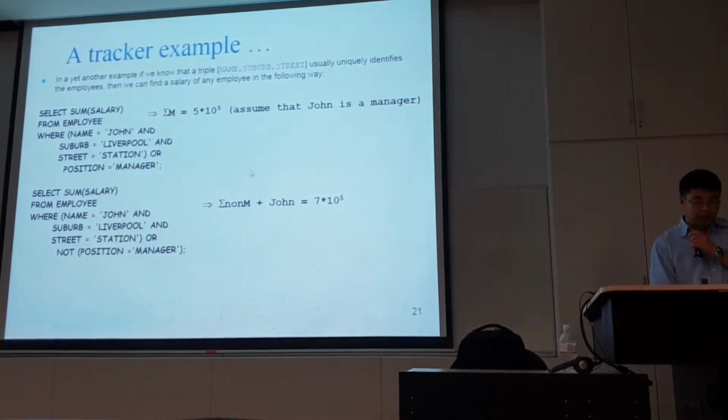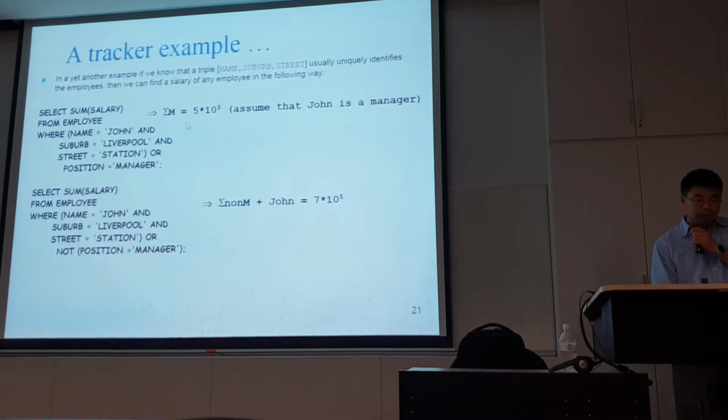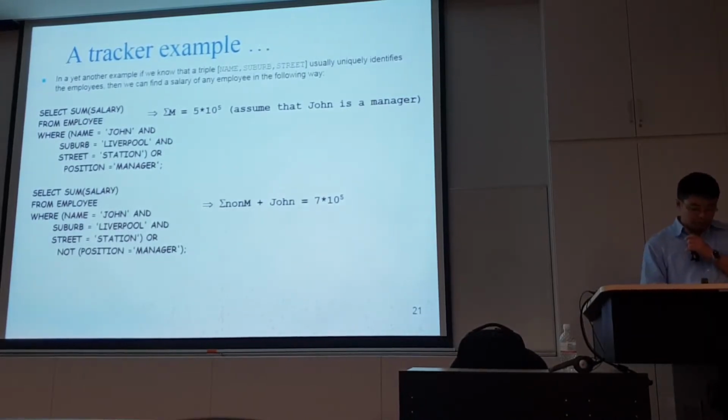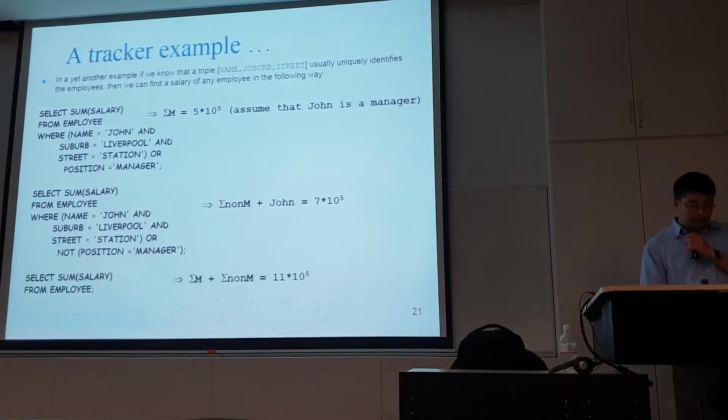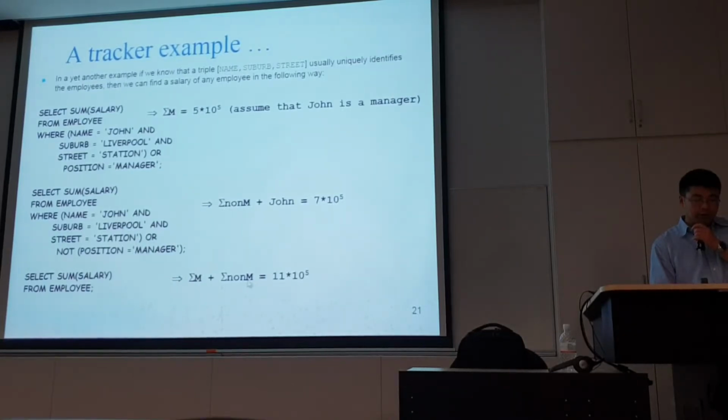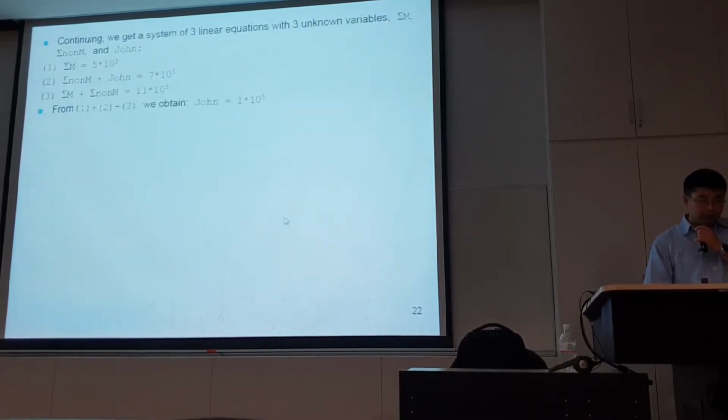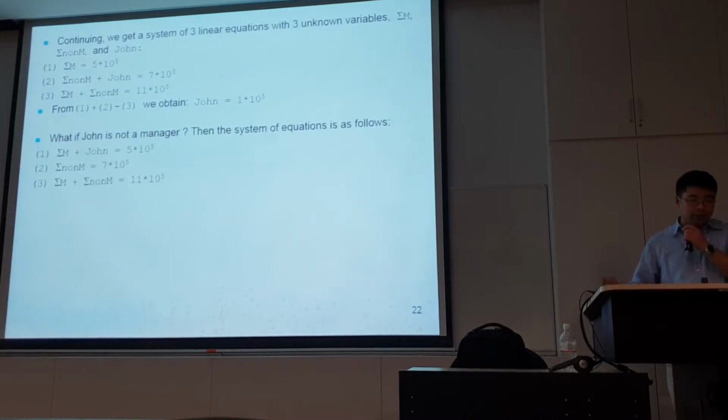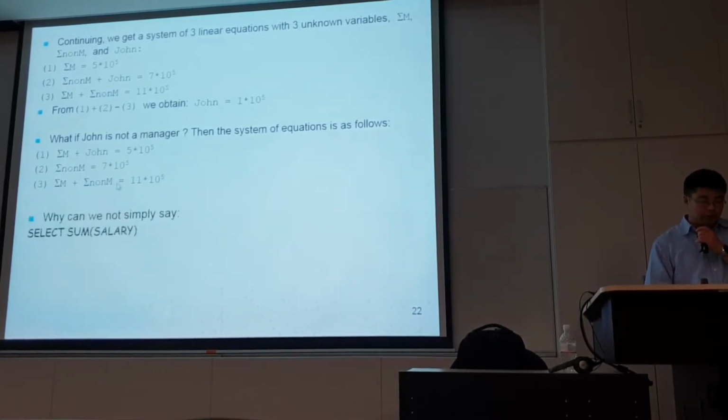Right, so now basically you can see here we have one variable, two variables, three variables, but we have two equations. So that means we still need one more equation. If we have three variables and three equations, then we can solve the variables. So now if you say I select the salary for all the employees, then you get the third equation. So three variables, three equations, you can find the salary of John, right? So basically, you can guess John's salary. So what if John is not a manager? Then you can have another set of general factors which will allow you to identify the salary of John, right?